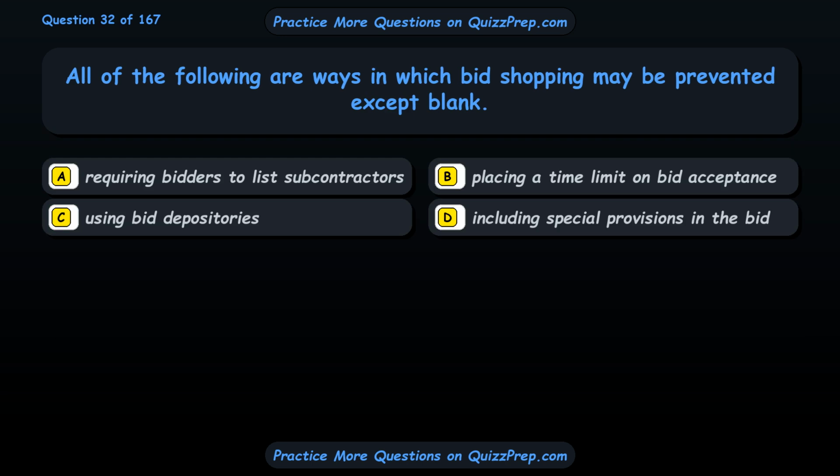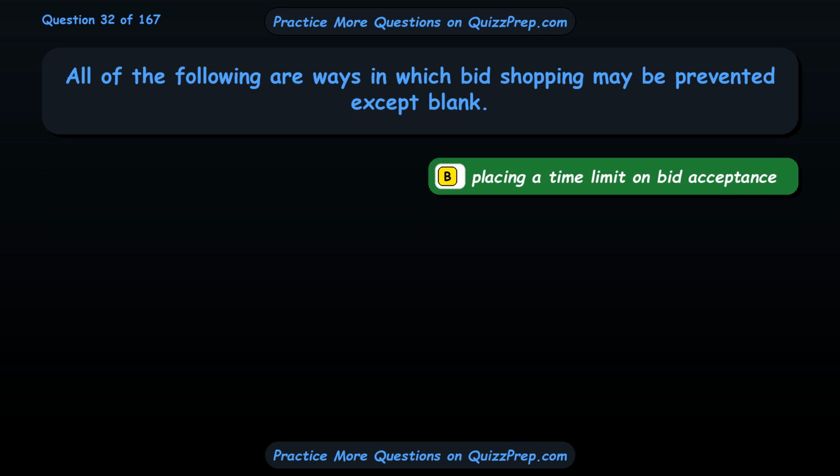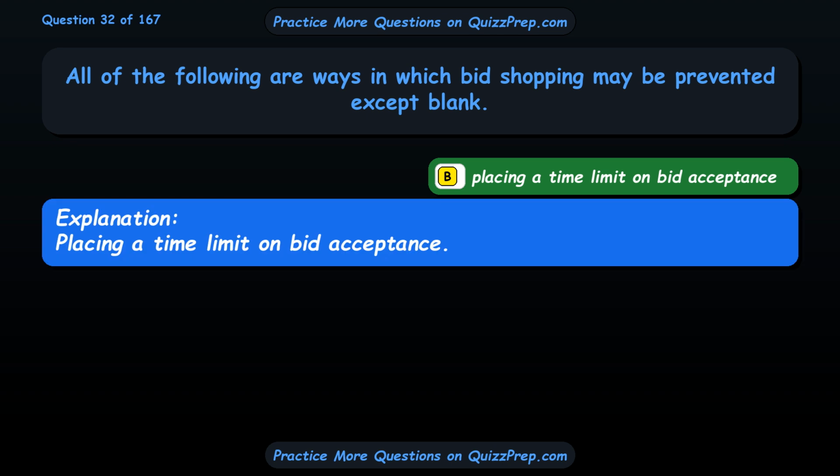Question 32. All of the following are ways in which bid shopping may be prevented except blank. Option A, requiring bidders to list subcontractors. Option B, placing a time limit on bid acceptance. Option C, using bid depositories. Option D, including special provisions in the bid. The correct answer is option B, placing a time limit on bid acceptance.